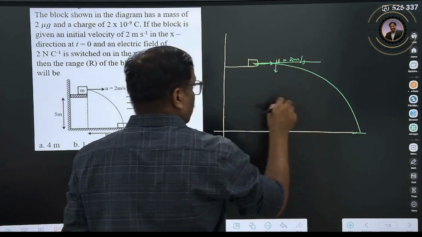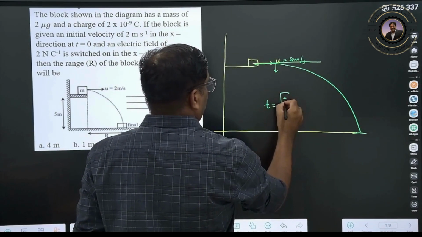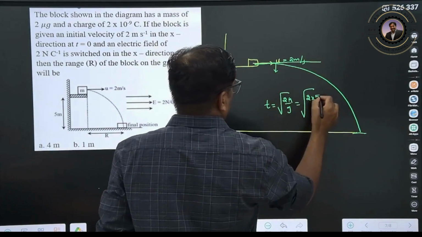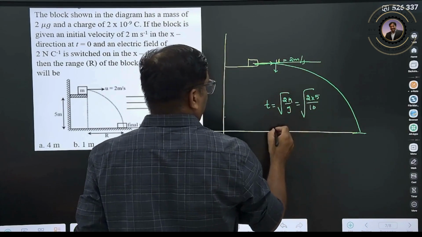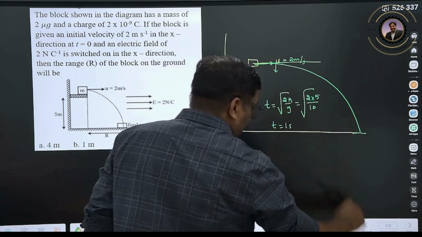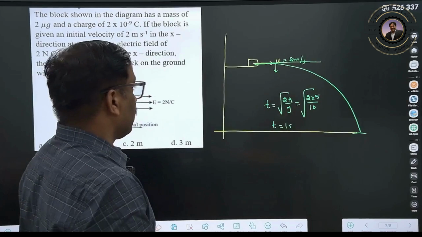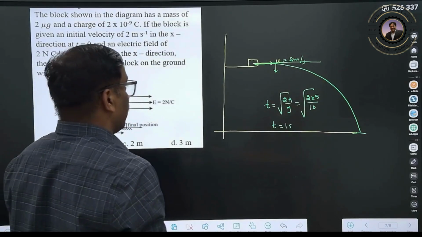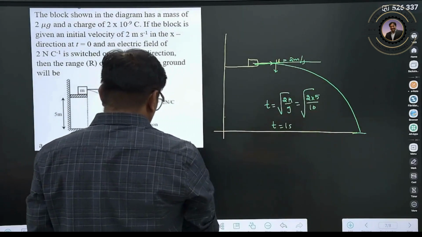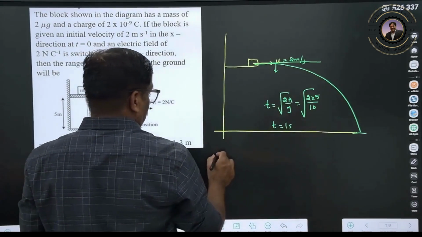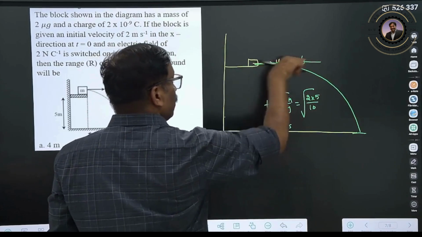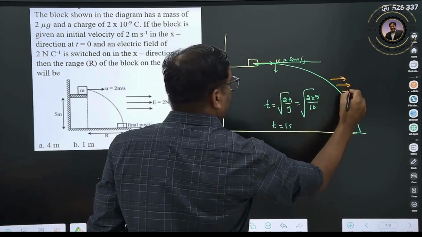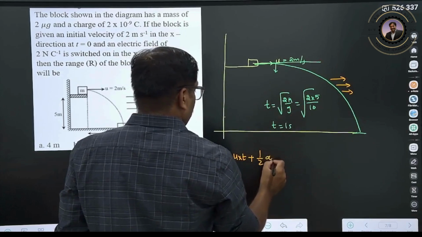Because of gravity, the time period is equal to square root of 2h by g. So we can write 2 into h, which is 5 meter, by g, which is 10. So root 1, therefore the time taken is equal to 1 second. Clear? So it will reach the ground in 1 second. Now in the x direction, it travels some x distance, because of the initial velocity u into t plus, since the electric field is provided, an acceleration, a into t square.